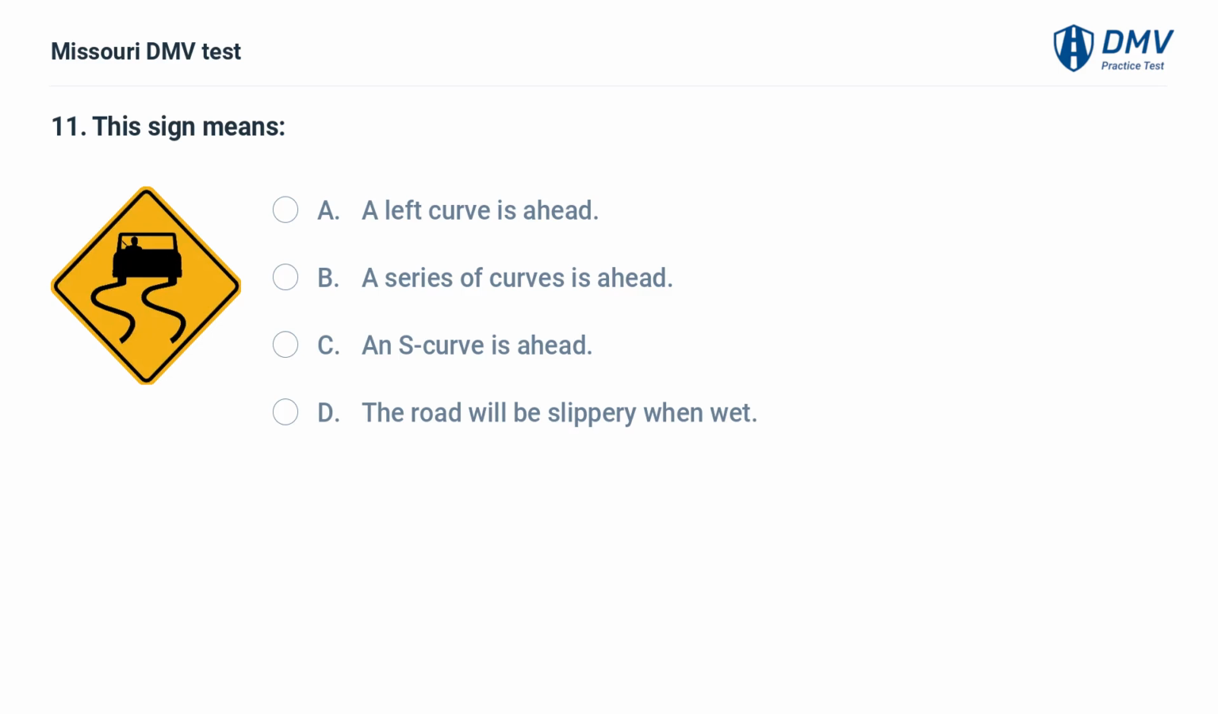This sign means: A. A left curve is ahead. B. A series of curves is ahead. C. An S curve is ahead. D. The road will be slippery when wet.